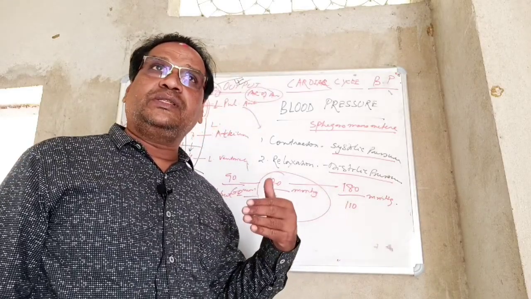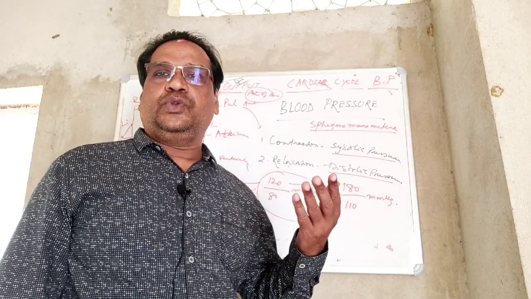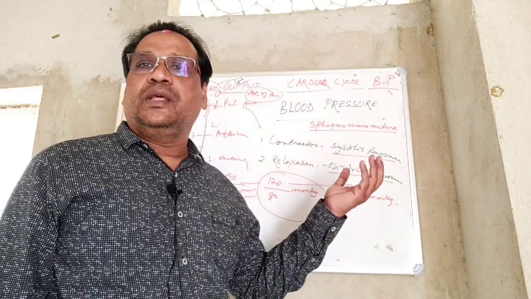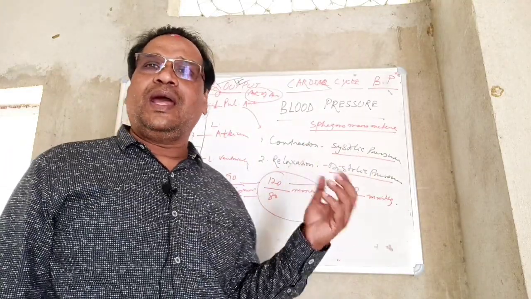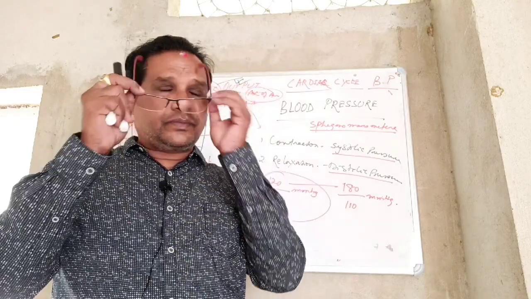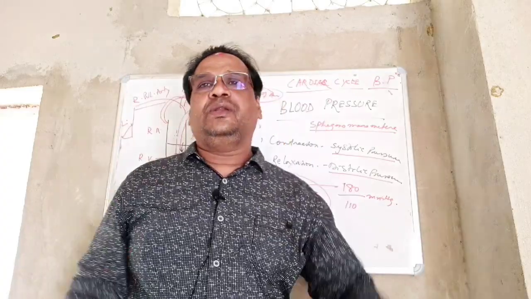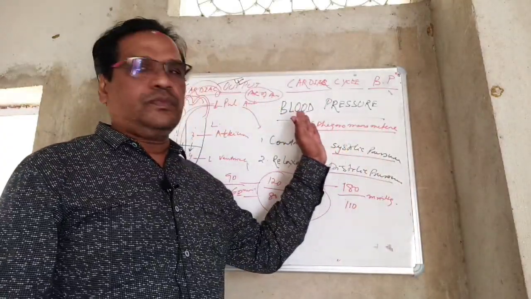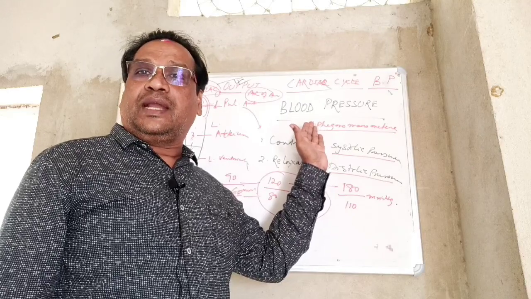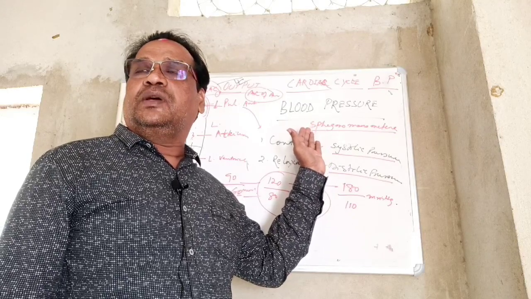When blood is passing from the heart to different parts of the body through the arch of aorta, at the same moment pressure is occurring in the artery, that is the arch of aorta. That artery pressure is the cause of blood pressure.